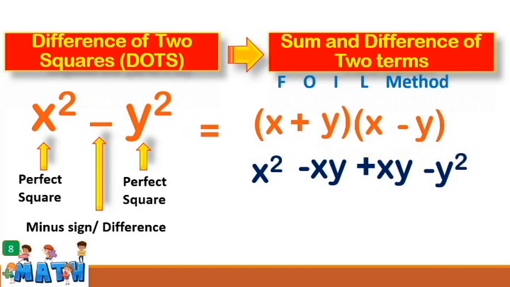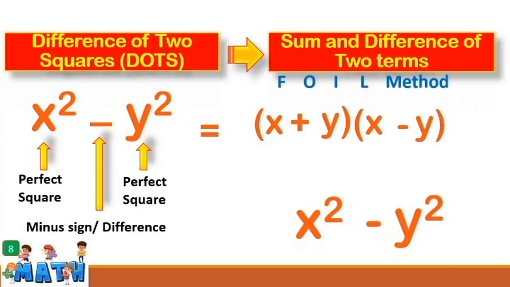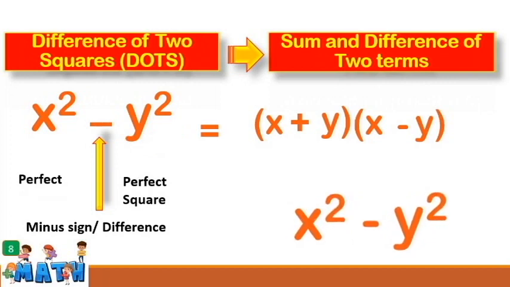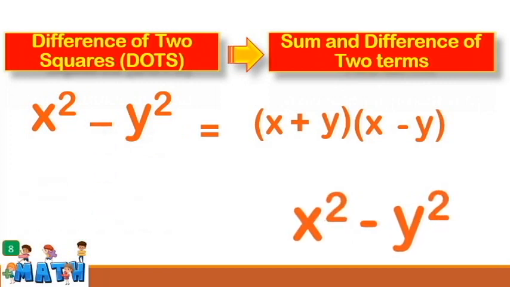So, what do you observe with our middle terms? We have negative xy and positive xy. Hence, we simply subtract or cancel them out. So, what we have left is x squared minus y squared. And so, again, this is what we started with, the difference of two squares.